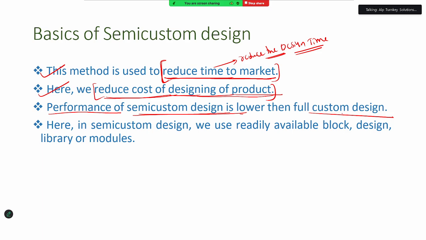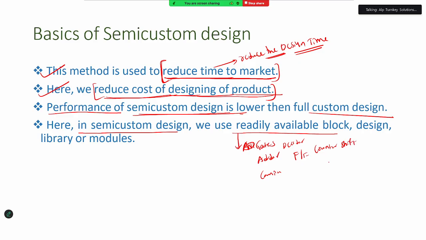So in semi custom design, already readily available blocks are available. I told you, no, suppose already standard cells are available. Gates are there, gates and adders, comparators, decoders, and flip flops, counters, shift registers, and sequence generator. Some already predefined design is available. So they use the readily available blocks, design and library modules. Already they will use these designs.